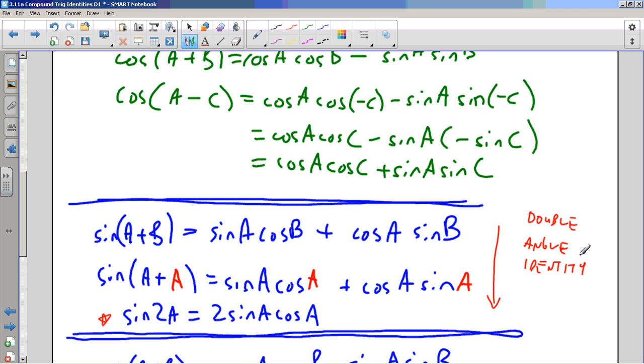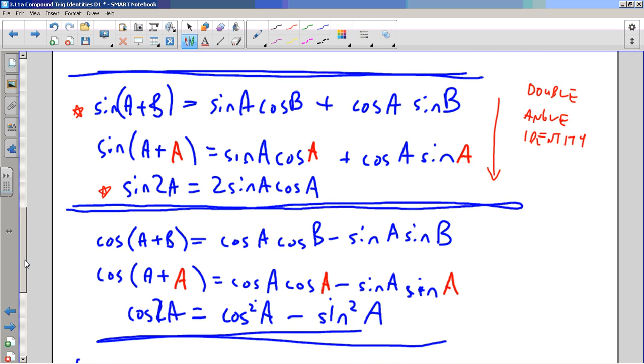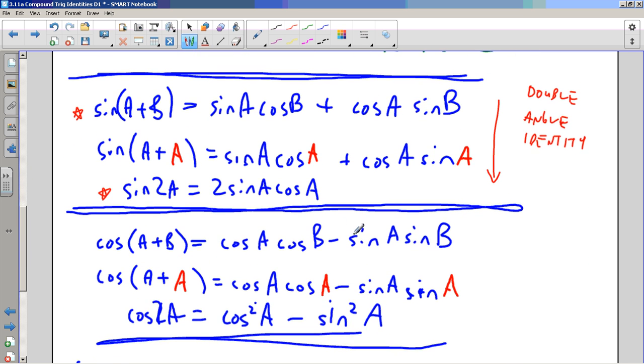I'm lumping it in with compound trig identities because they go so well together. Once I developed this one, it was cinchy. Easy peasy, cinchy. And cos of A plus B then simplifies to this.